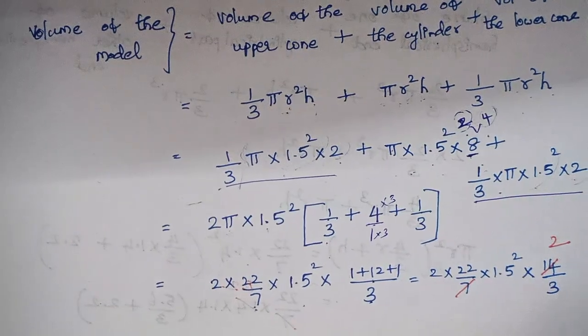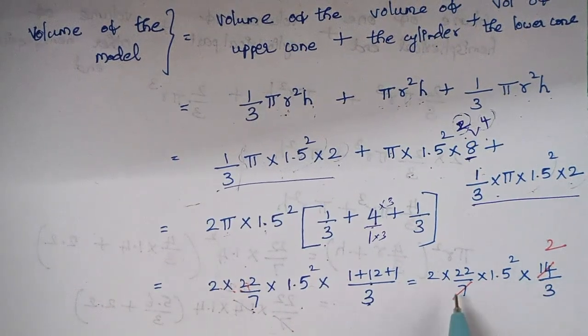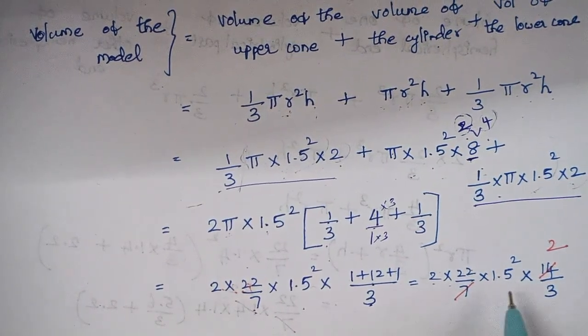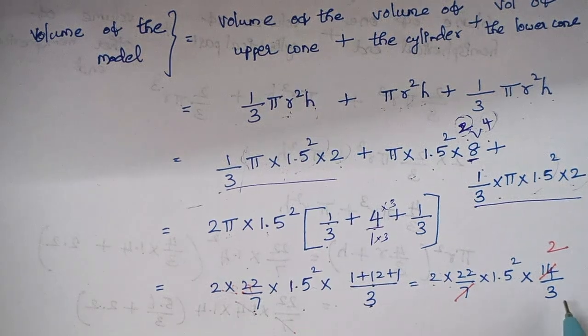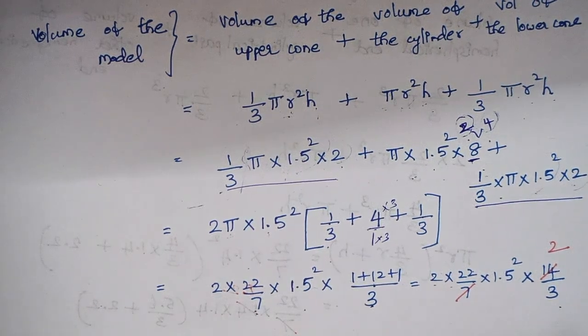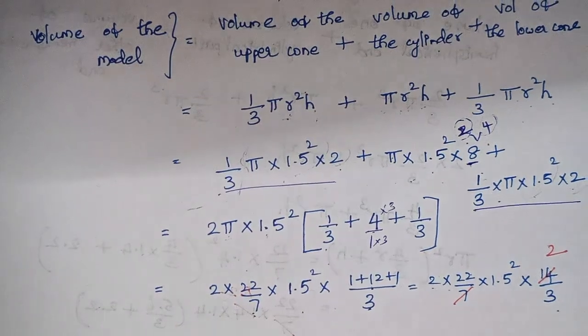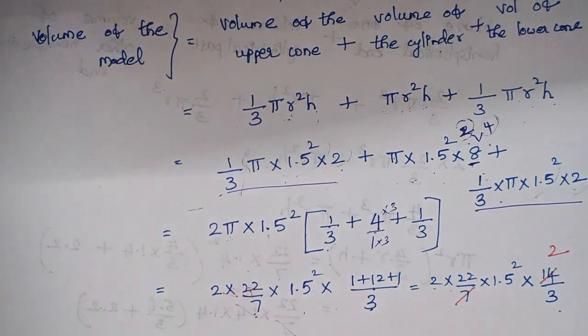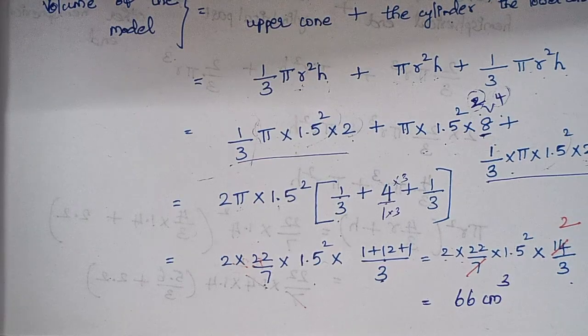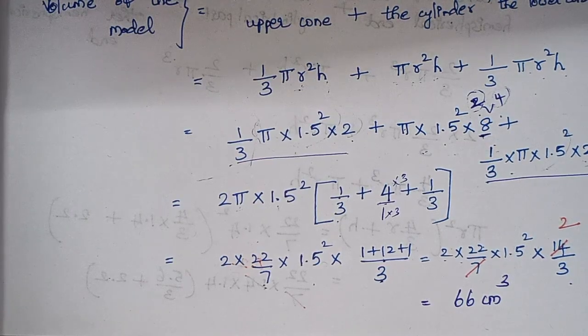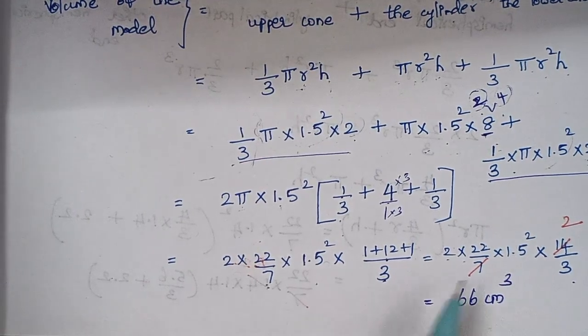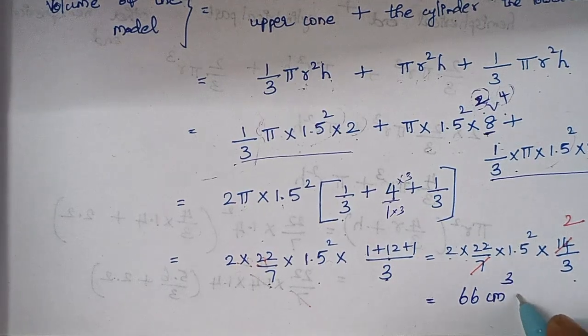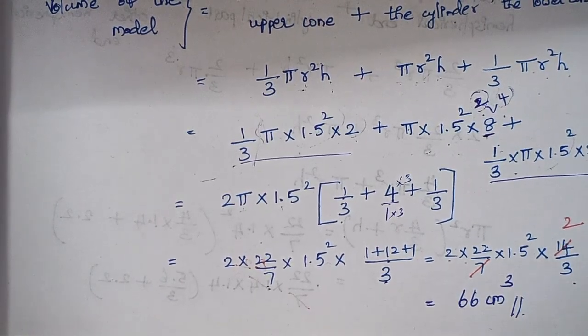So, again when you simplify, here we will be having 2 into 22 by 7 into 1.5 square into 14 by 3, and when you cancel the common terms, finally we will be ending up with the answer as 66 centimeter cube here, right? So, you solve and simplify, finally our answer is 66 centimeter cube, right?